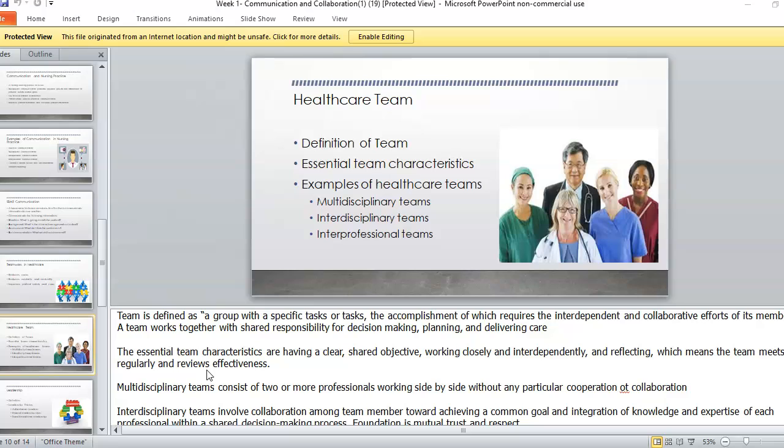A team is defined as a group with a specific task or tasks that they're trying to accomplish. And we want to make sure that this team has shared responsibility for the decision-making, the planning, the delivery of care, and the accountability if something does not go as planned. We want to make sure that there are clear objectives that they're following, that there are different multidisciplinary teams, so different members of different areas of the hospital, of the healthcare environment, working together for a common goal. And our goal is always patient care and patient satisfaction.